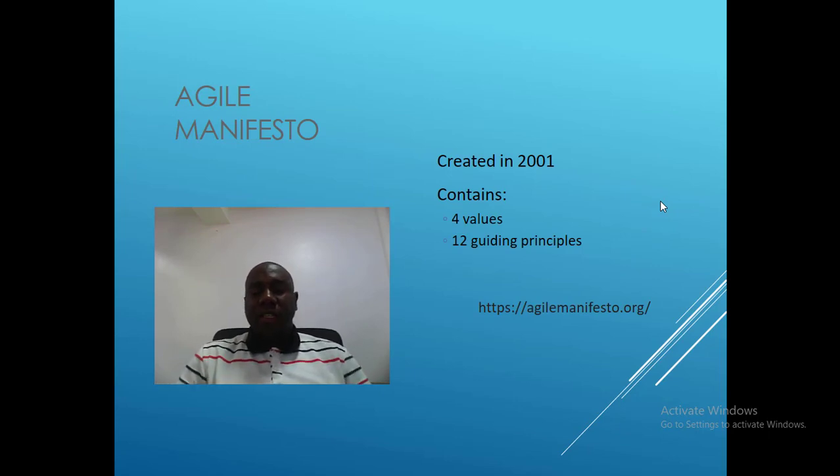So the Agile Manifesto was created in 2001. It contains 4 values and 12 guiding principles. For a detailed explanation about Agile Project Management, you can check the website attached here, agilemanifesto.org, to look at the Agile Manifesto that was created in 2001.